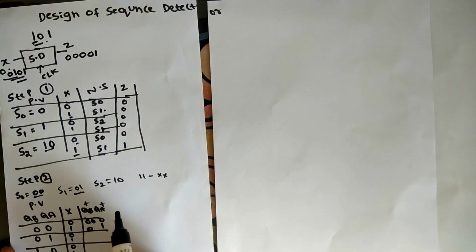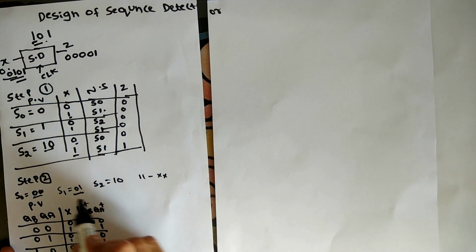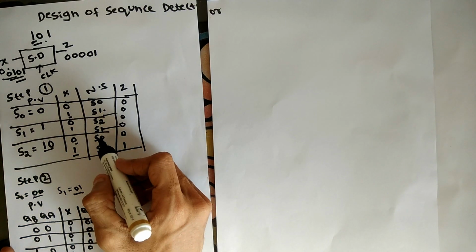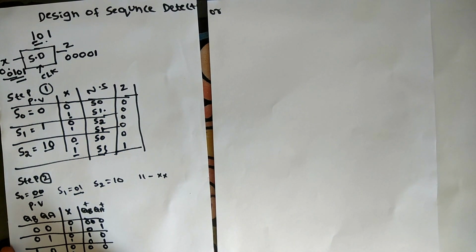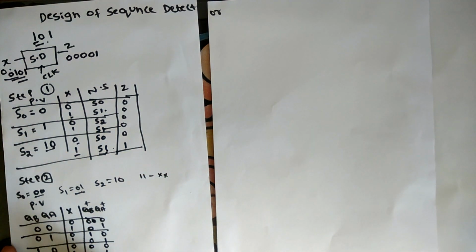Similar way, next S2. S2 is 1 0. So 1 0 here. Next S1 is 0 1, so 0 1 here. Then S0 again 0 0, so here 0 0, and then we have S1 last one. So S1 is 0 1, so 0 1. This is how we can fill in the next state values. And the last state we don't have, so simply fill with the don't care. This is how step 2 is formed with the QA and QB plus.